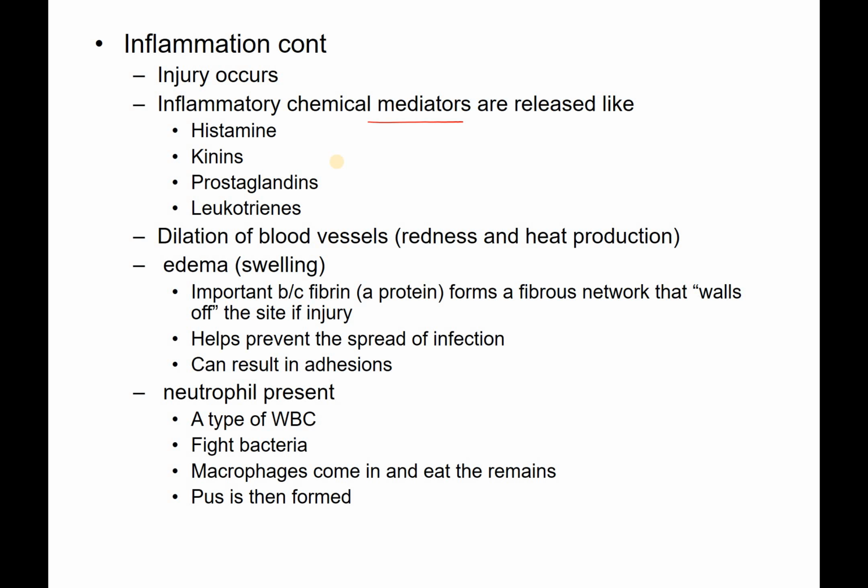Fibrin will come in. Fibrin is a type of protein that starts to wall off the site of the injury. Acute inflammation and edema and some other mechanisms can also help prevent the spread of infection. That's important. So the early phases of inflammation are good. They're there to protect you. It's the chronic inflammation that can hurt you over time. This one here, adhesions.